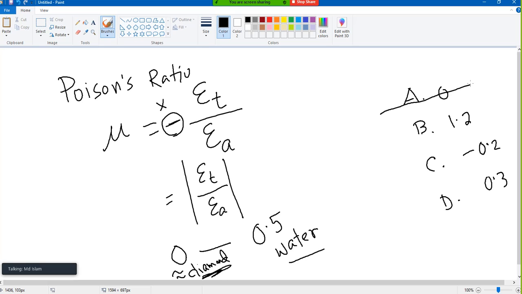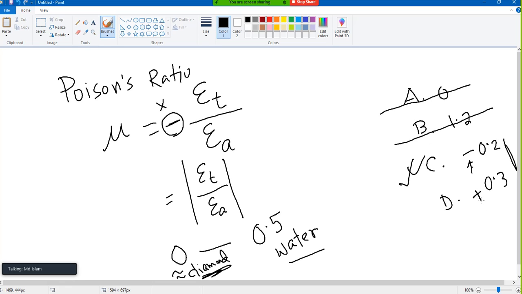Steel should not be 0. 0 means very hard, it should not deform. So it is impossible. The second is impossible because it is more than 0.5. Poisson ratio cannot be more than 0.5. So not 2. Now two numbers, 0.2 and 0.3, both can be answered. Now if you say, I am guessing that you do not know anything, how can you pick the answer? You know that Poisson ratio is always negative, and these both can be answered. So this is your answer.